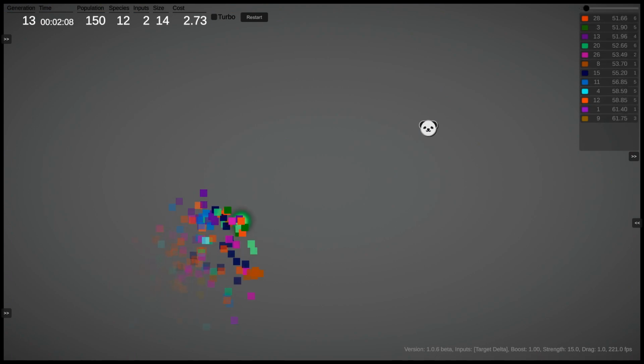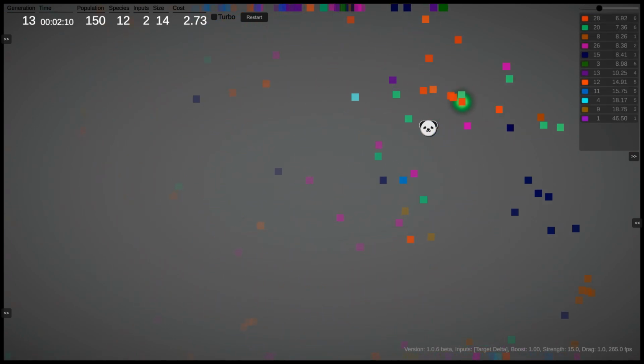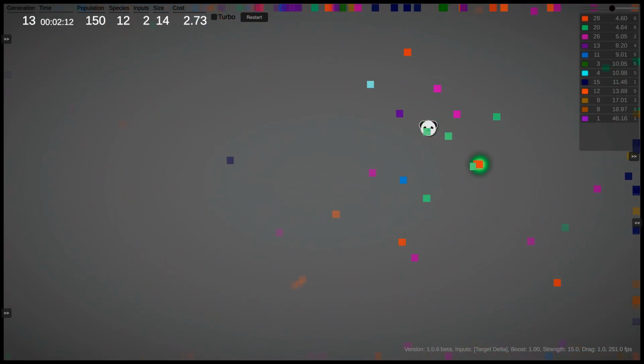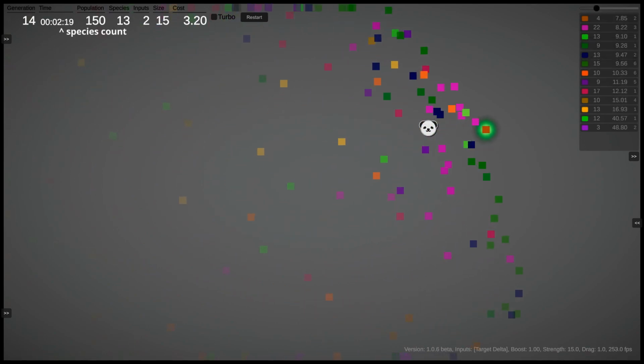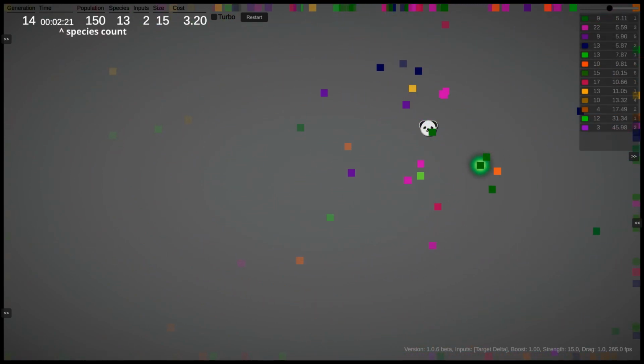If you've been wondering about the color of the creatures, each color represents the species the creature belongs to. Individuals of the same species follow similar strategies, their neural networks are similar to each other. The system aims to maintain 15 species for each generation.